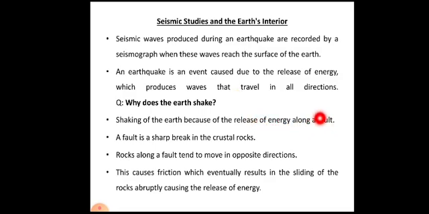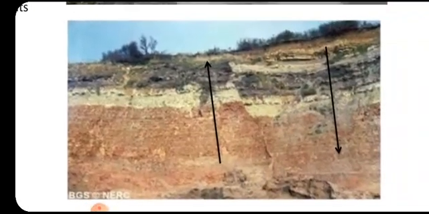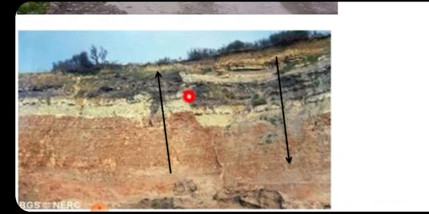And what is a fault? A fault is a sharp break in the crustal rocks or the crustal layer. You see this picture. So far as this plane is concerned, this is known as bedding plane. Once upon a time, this used to be continuous. Clear? But because of certain forces, there has been a displacement. This part has moved down and this part has moved up. And the feature that is created here is known as a fault.